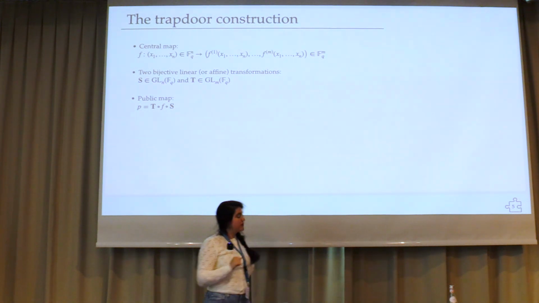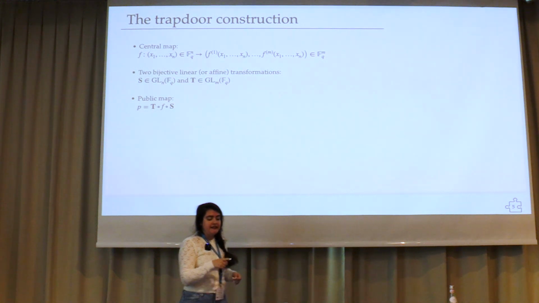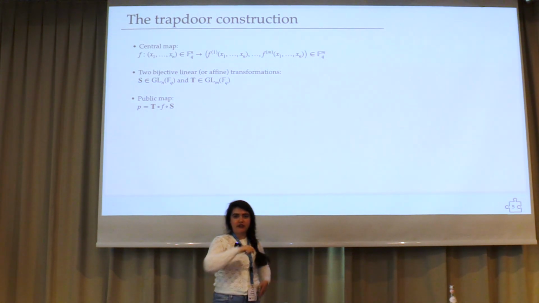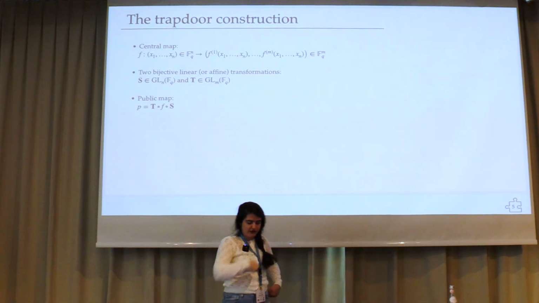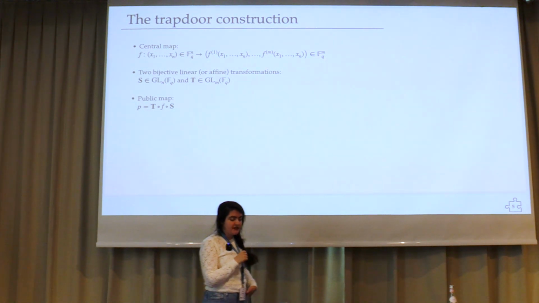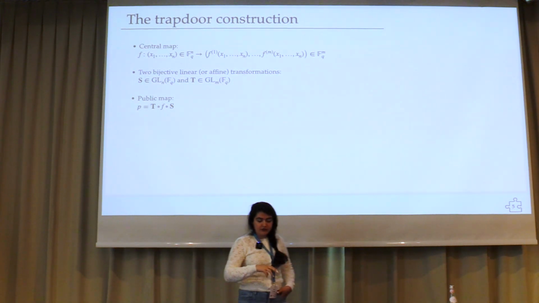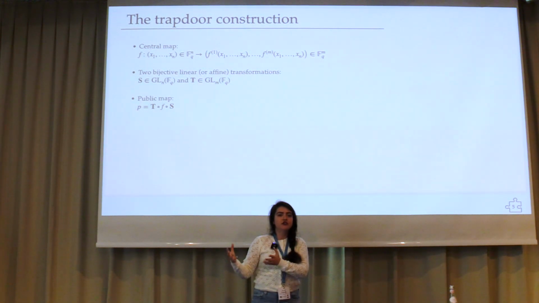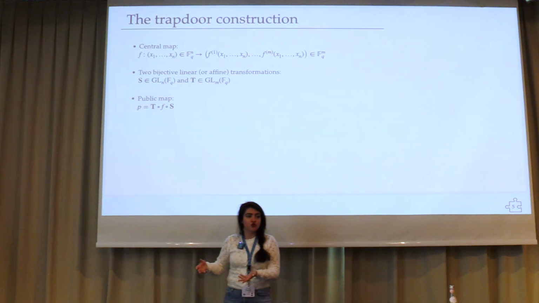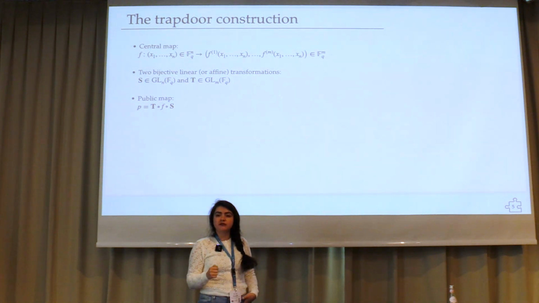These 2 linear maps, I will call them S and T. S is the linear transformation on the input, right? I'm making a linear combination of my input variables. And T is a linear transformation on the output. I'm transforming the equations, making linear combinations of the equations. The hope here is that even though F has some structure that makes it easy to solve, when you transform the input with S and the output with T, you get another system that looks very much random. It's not easy to solve if you don't know the transformation back. Okay, so that is how we build a trapdoor.